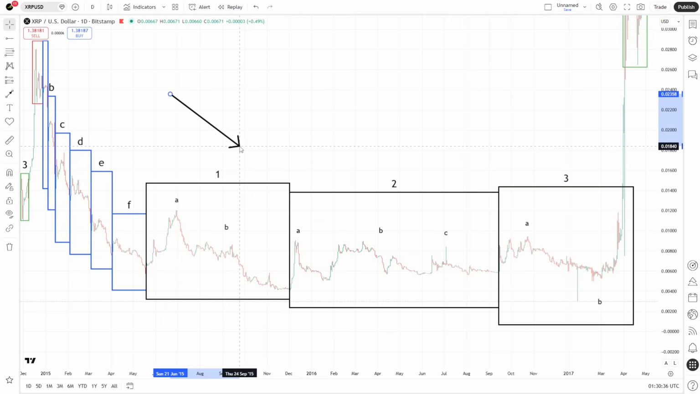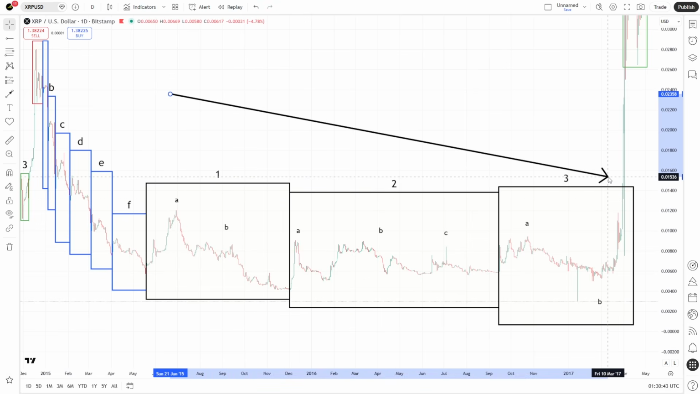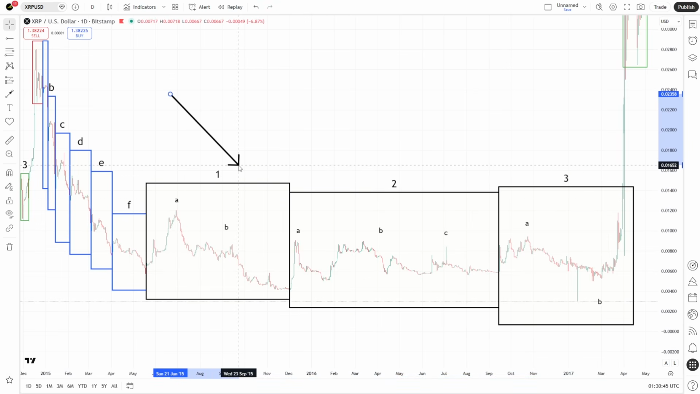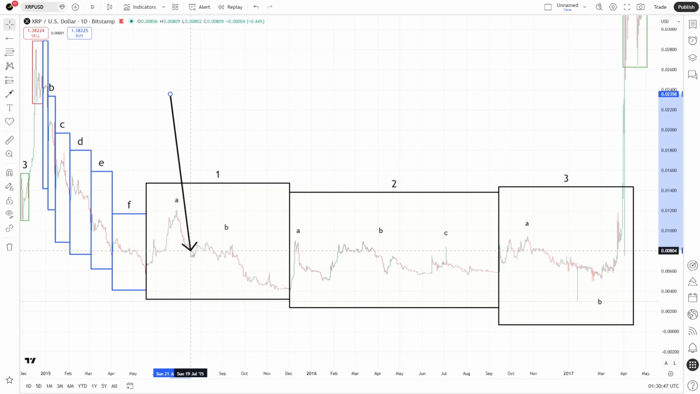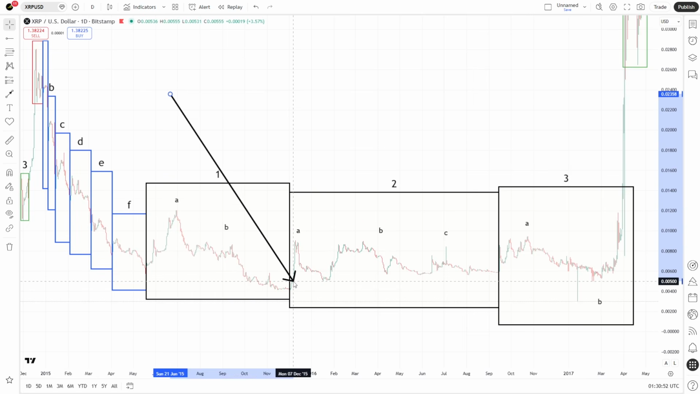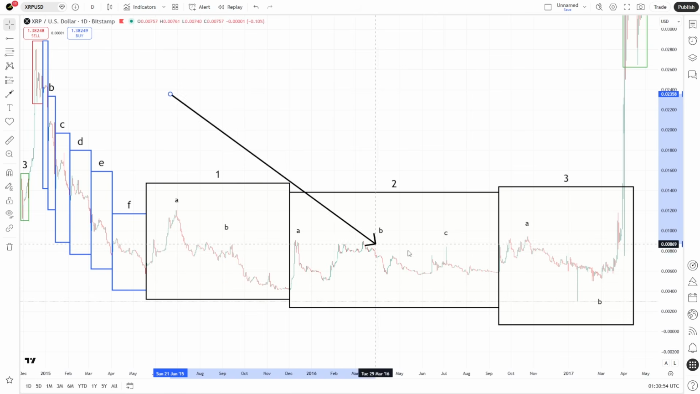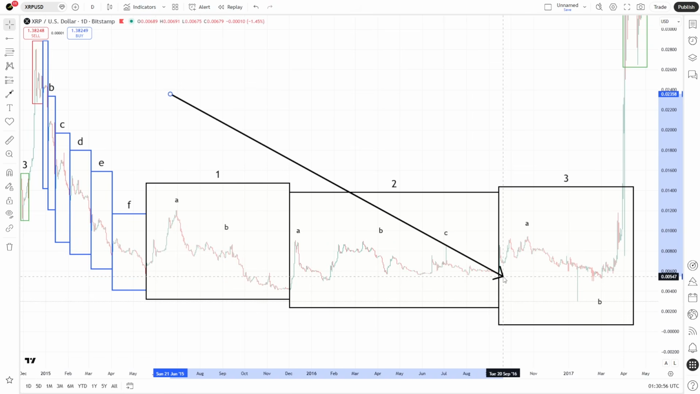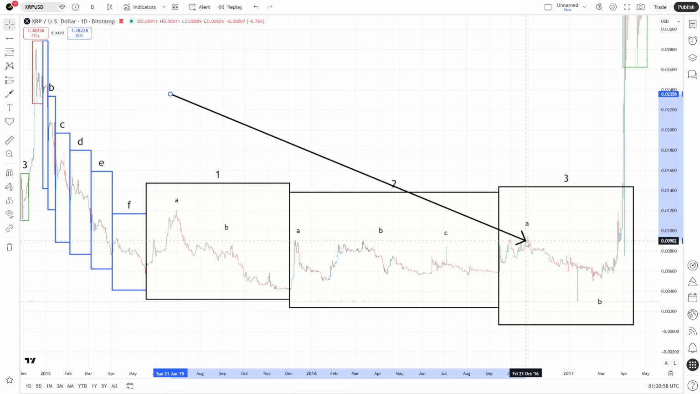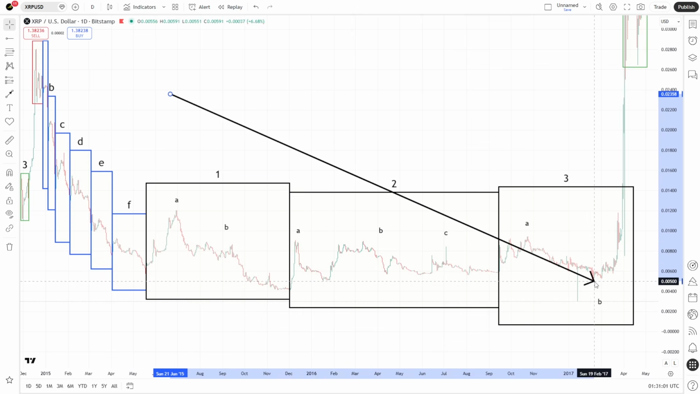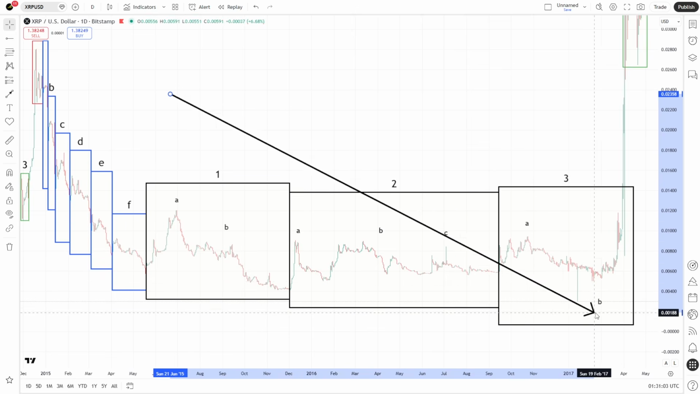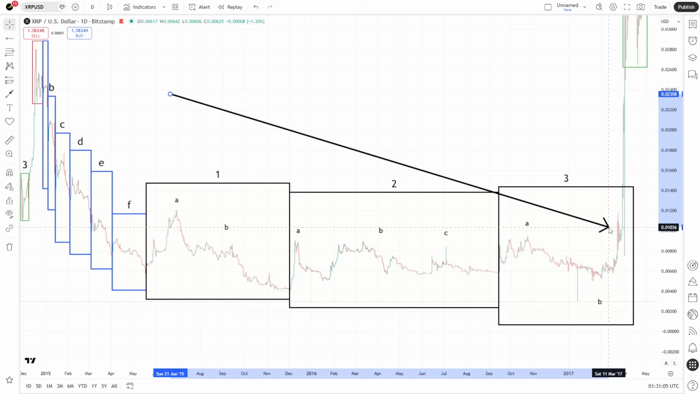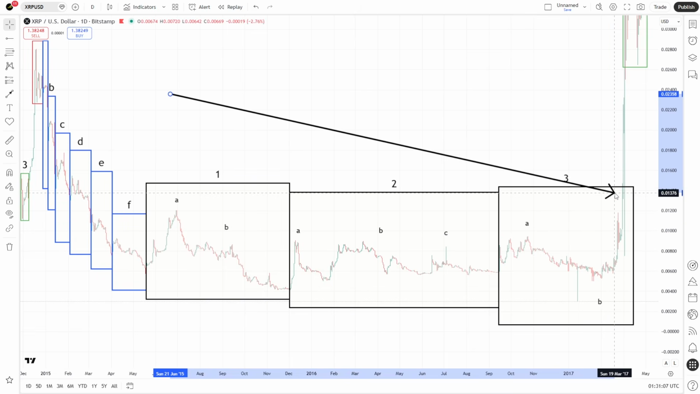So if we were to go all the way back to 2015, we can see that there's this range-bound time that starts in 2015 and goes all the way to 2017. So the first structure, price moves up and it moves back down. This is part A, and then in part B, it actually arches down. In the second structure, there's three waves: wave A, wave B, and wave C. And then finally, in the third structure, price moves up to a peak, which is part A. It then declines down to a low, which is part B. It then recovers, does a second correction, and goes into the bull run.